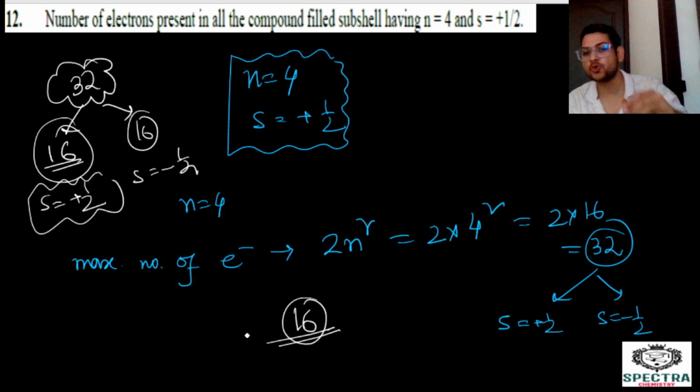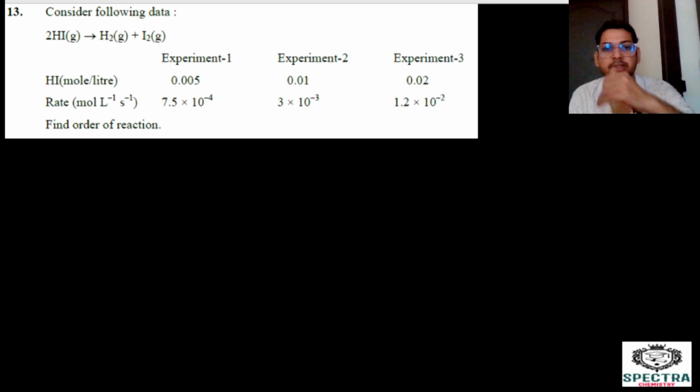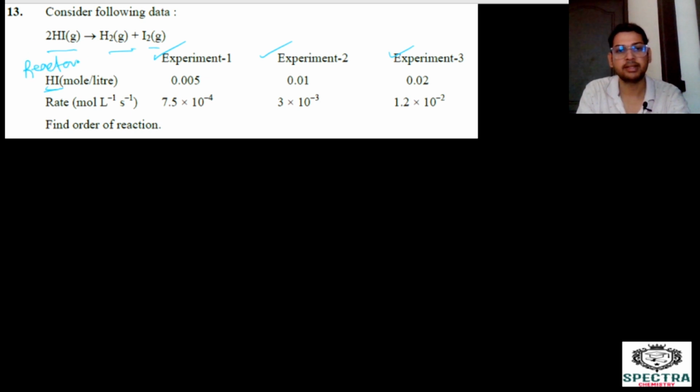It's so easy. Okay, sir, then go for the next question. Yes, for the next question we have an equation given: 2HI → H2 + I2. Experiments 1, 2, 3 are given. HI is the reactant, and the reactant concentrations are given. And the rate is given. You have to find the order.